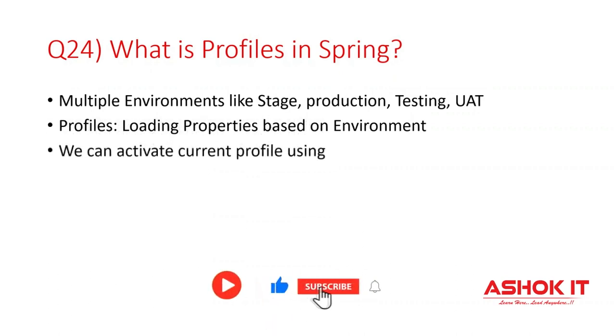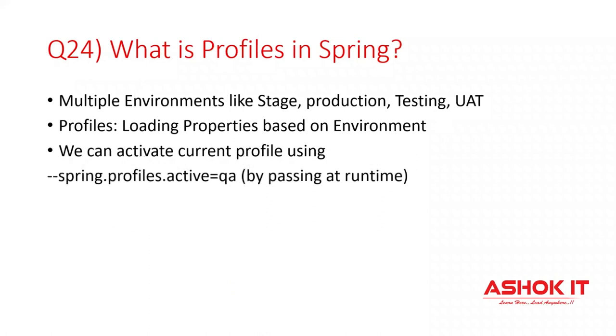Instead of modifying those every time, we can activate by mentioning a profile, by using a key, by passing at runtime two dashes, spring.profiles.active equal to QA. Of course, you can use even the VM argument -D also. We can maintain multiple properties files, like application-qa.properties, application.properties, application-prod.properties. And even we can use the @Profile annotation also to execute some code based on the active profile.